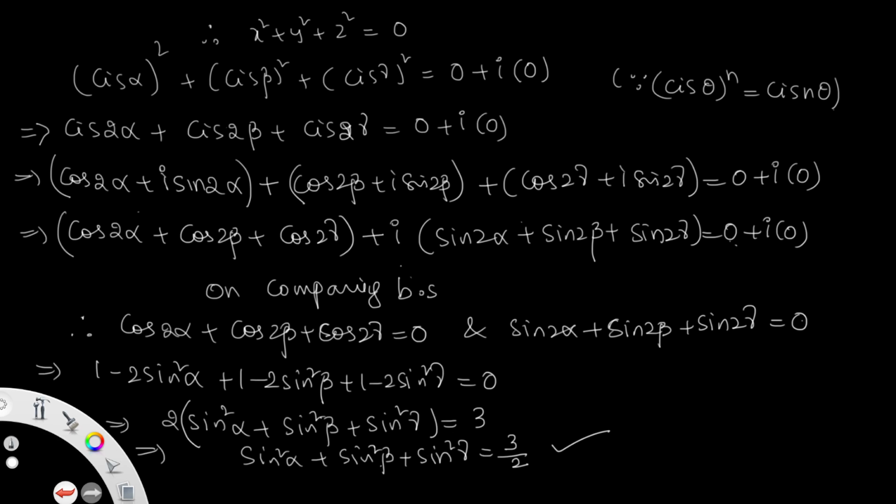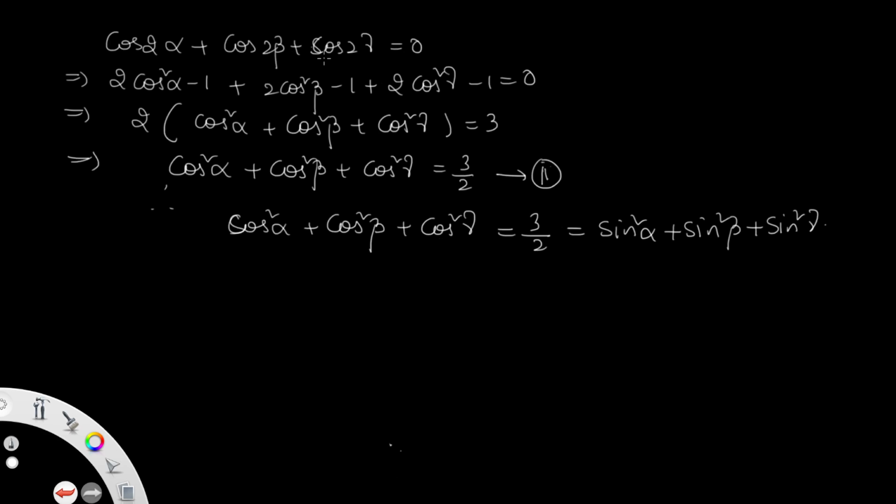In the same way, cos 2 alpha plus cos 2 beta plus cos 2 gamma in terms of cos is 2 cos square alpha minus 1, 2 cos square beta minus 1, 2 cos square gamma minus 1. So in this also you get 3 by 2. That's all. This is question number 2. It is a somewhat lengthy problem, so just recheck again.